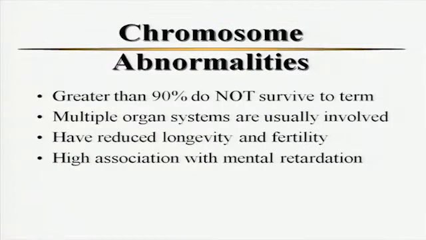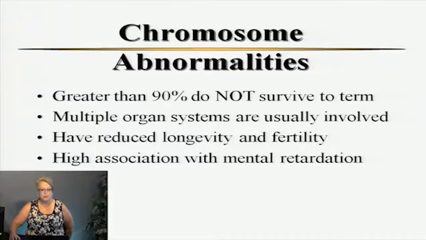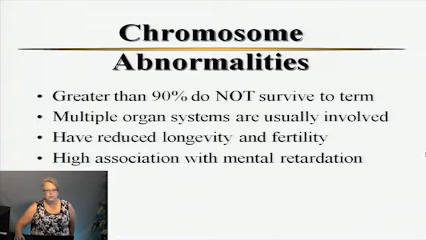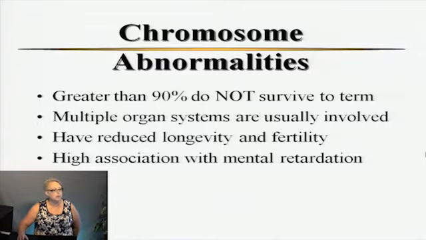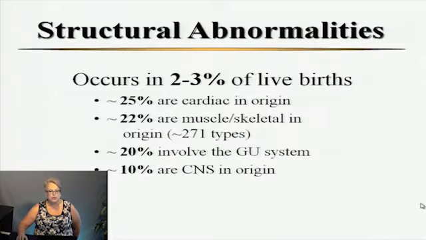Chromosome abnormalities, again, greater than 90% do not survive to term, so you end up with a lot of your first trimester losses having chromosome abnormalities. The more organs that are involved, the greater the chance that they're going to end up with a third trimester loss or not survive beyond that first year of life. They have reduced longevity, and they have a high association with mental retardation.